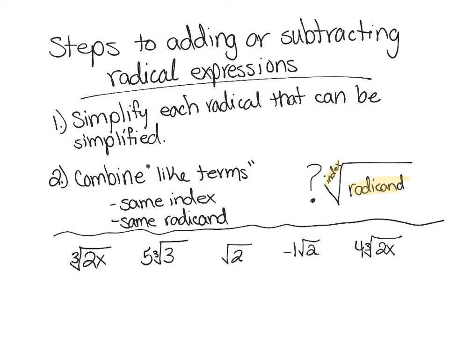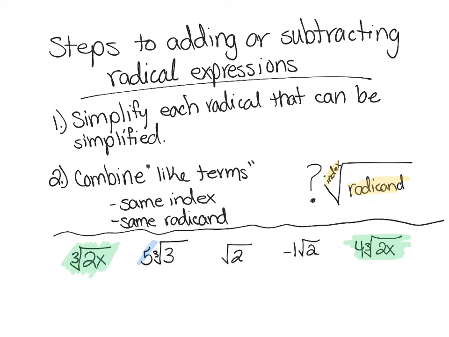in order for them to be considered like terms. So I've got some random radicals written down here, and I want us to go through and see what would be considered like terms. On this one, we have a cube root of 2x. In order for something to be a like term with it, it also has to be a cube root, and it also has to have a 2x underneath it. So the only other one would be the 4 cube root of 2x. Notice that they both are cube roots. They both have a 3 as the index, and they both have a 2x as the radicand. So that makes those like terms.